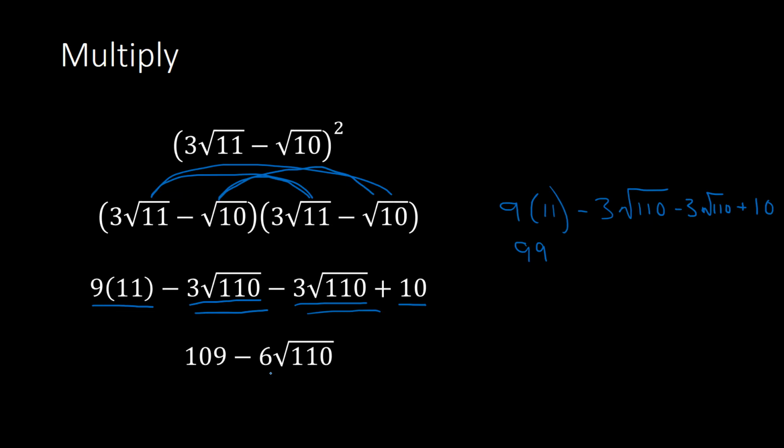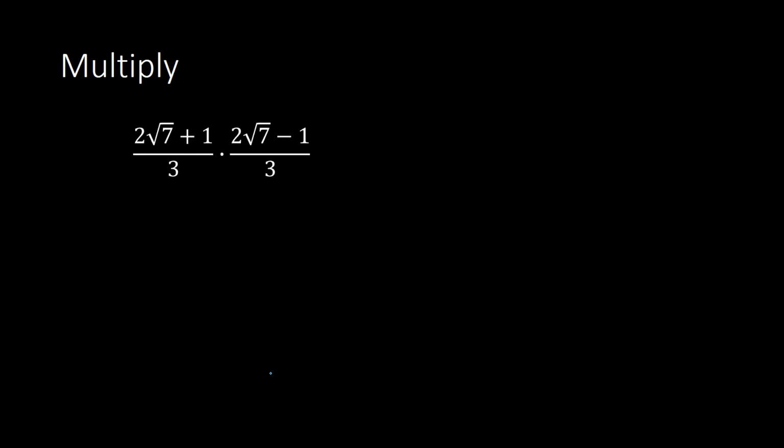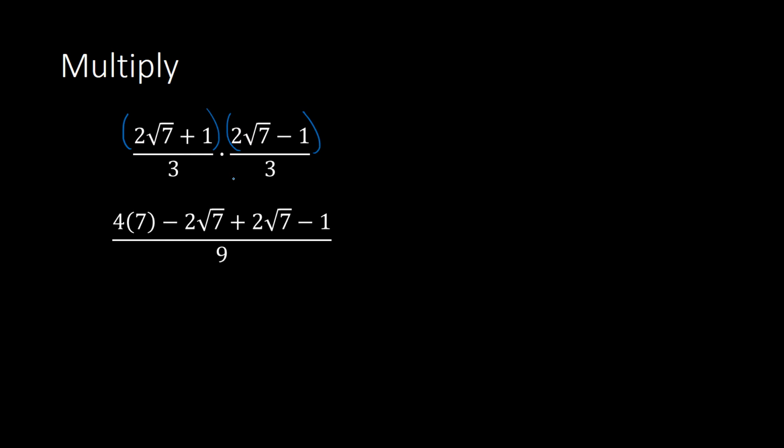Now we're going to look at multiplying along with fractions. So when you have a fraction, something like this, remember what you can do is you can multiply the numerators together, and then you can multiply the denominators together, so 3 times 3. So what I have is going to be this. 3 times 3 gives me 9, and then 2 square root of 7 times 2 square root of 7. 2 times 2 is 4. Square root of 7 times the square root of 7 gives me a 7.